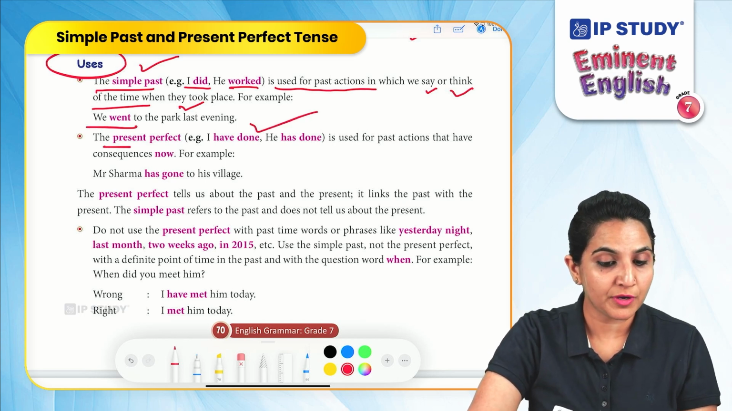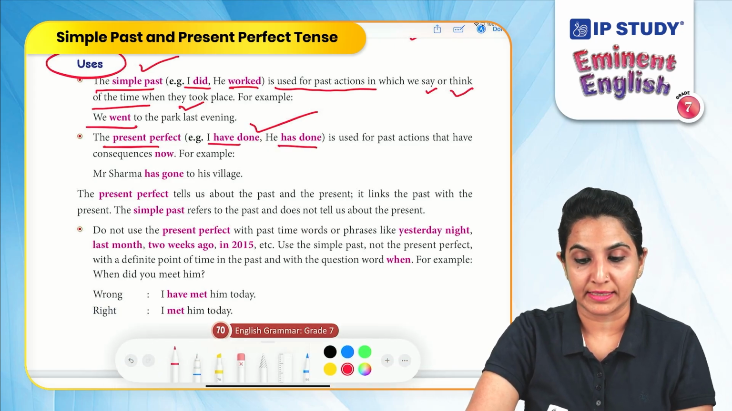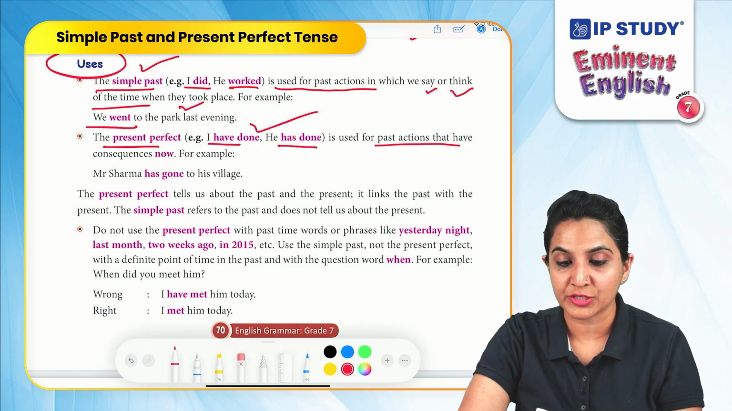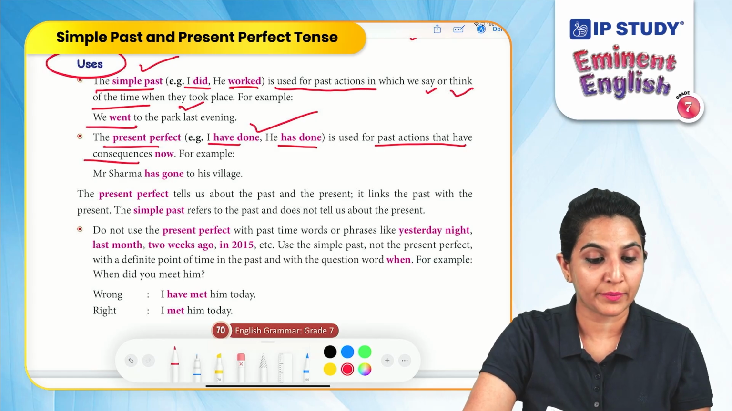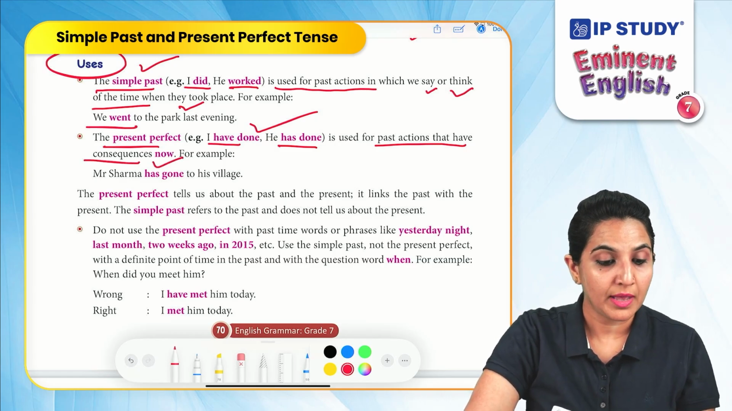The present perfect, for example, I have done, he has done, is used for past actions that have consequences or results now. For example, Mr.